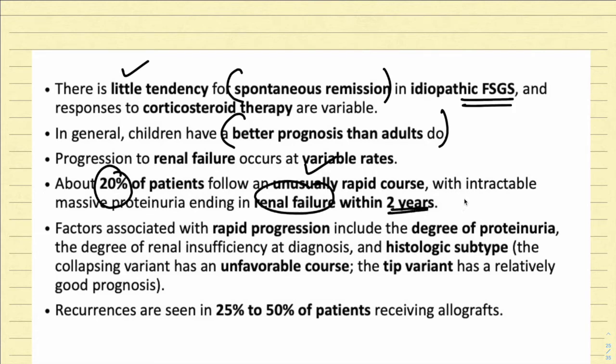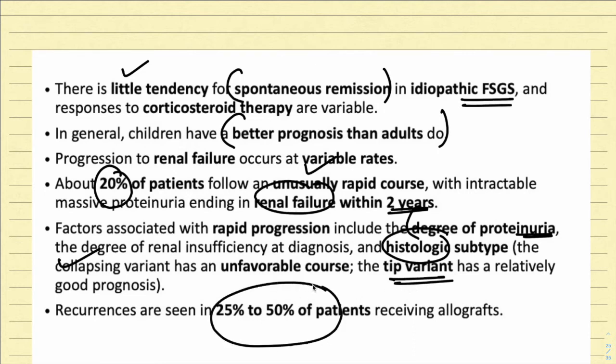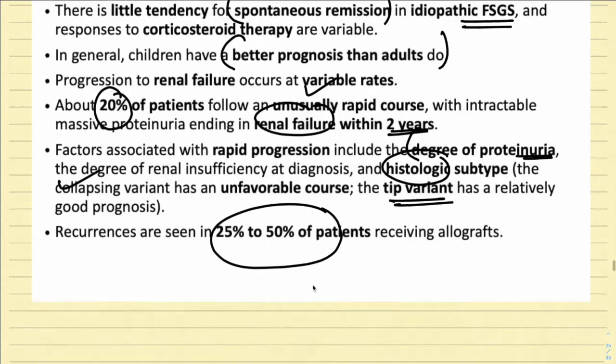The factors associated with rapid progression include the degree of proteinuria, the degree of insufficiency at diagnosis, and the histological subtype. For example, as we had seen, the collapsing variant has an unfavorable course. There is a tip variant also which has a good prognosis. Recurrence occurs in 25 to 50% of patients of FSGS who have received allografts.